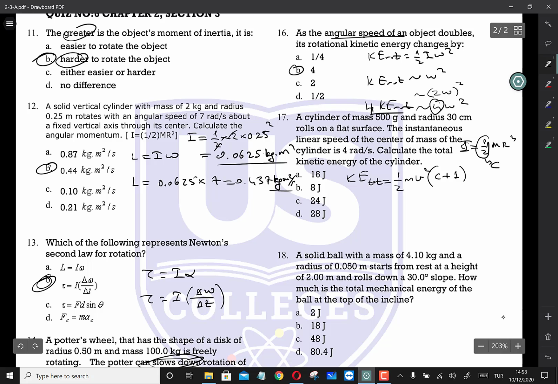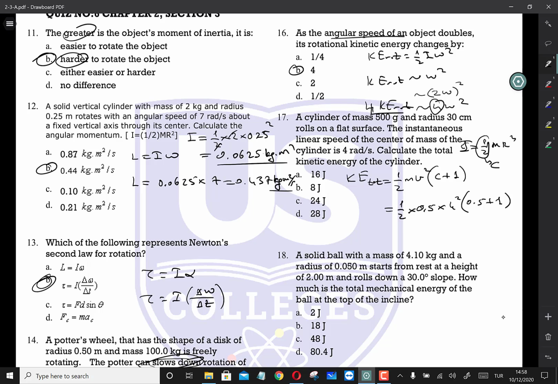So let's write the given: 1 over 2 m. Mass of the cylinder is 500 gram, 0.5. Instantaneous linear speed of the central mass is 4, square root of 4. C is 1 over 2, 0.5, plus 1. So let's use the calculator and then get the answer.